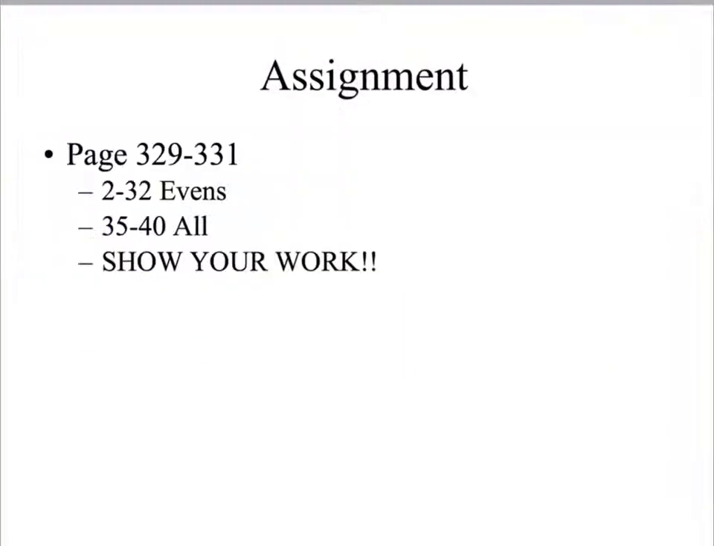All right. Here's your homework. This is what I want you to do, 329 through 331. You're doing the evens here, and then you have a few problems with the all. But I want you to show your work. That's important to me. Show your work on these problems. Show me that step of adding or subtracting.